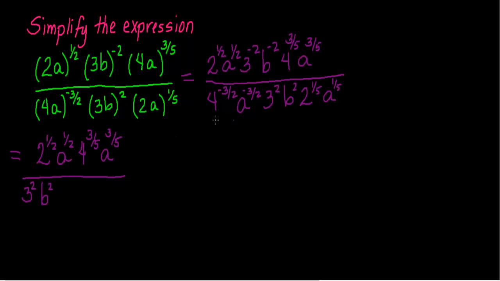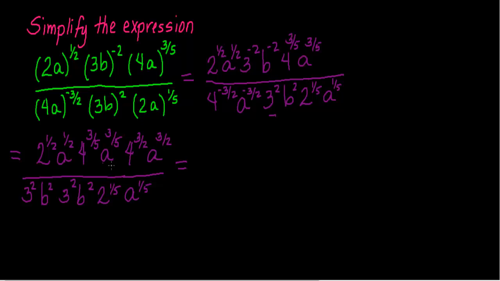Now I'm going to work down here. Already I've brought down 2 terms. Now I'm going to work with all of these terms in the denominator. This number has a negative exponent. Let's bring it upstairs. So 4 to the 3/2 power. This one also, a to the 3/2 power. This one remains downstairs. This is 3 to the 2nd power, b to the 2nd power, 2 to the 1/5 power, and a to the 1/5 power. Okay, so far I distributed the exponent, and now I'm making all the exponents positive.